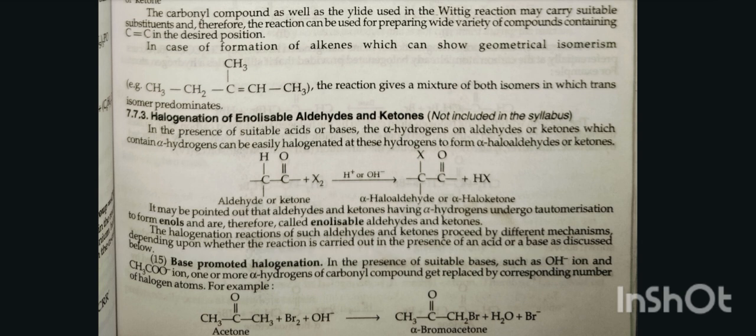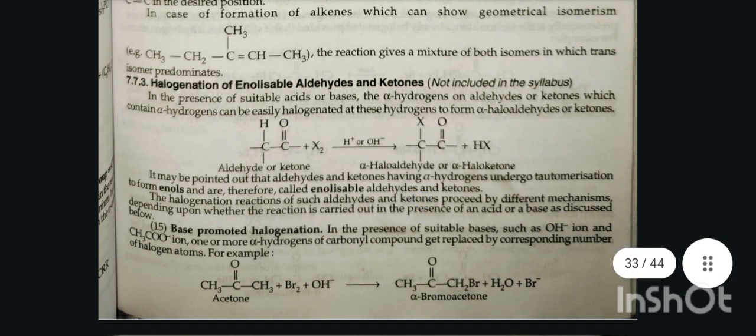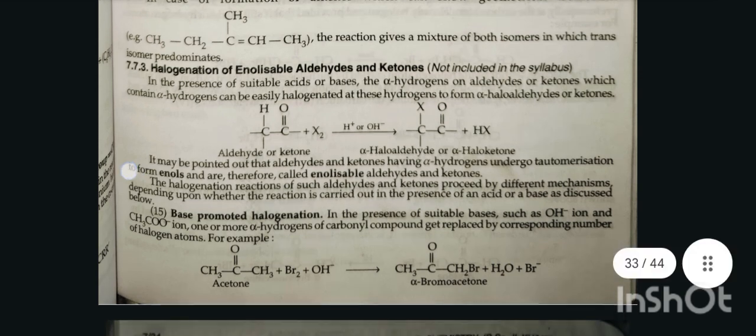In the presence of suitable acid or base, the alpha hydrogens on aldehydes and ketones which contain alpha hydrogens can be easily halogenated at these hydrogens to form alpha haloaldehydes or ketones. Aldehydes or ketones give alpha haloaldehydes or alpha haloketones. It may be pointed out that the aldehydes and ketones having alpha hydrogen undergo tautomerism to form enols and are therefore called enolisable aldehydes and ketones.